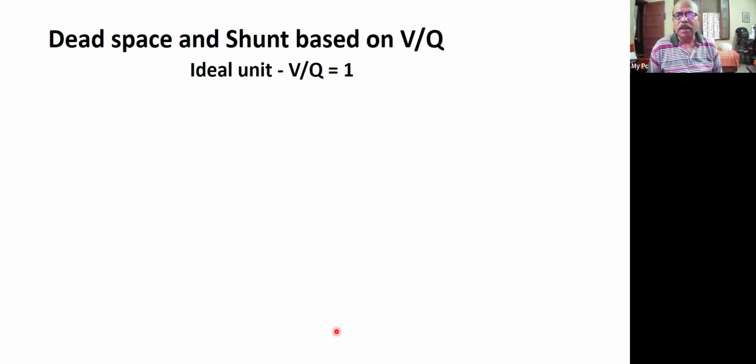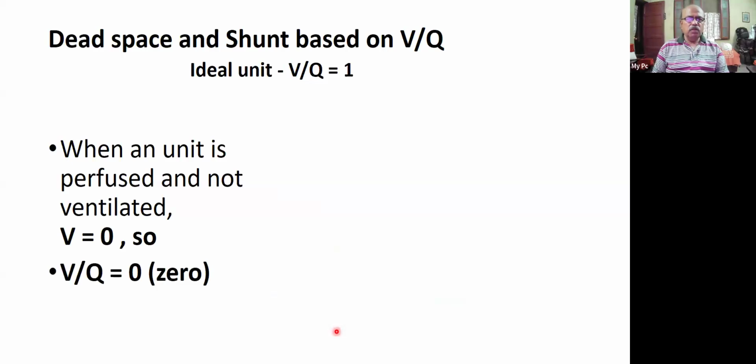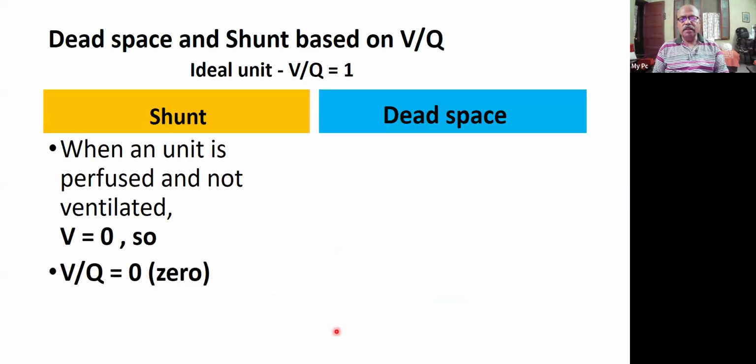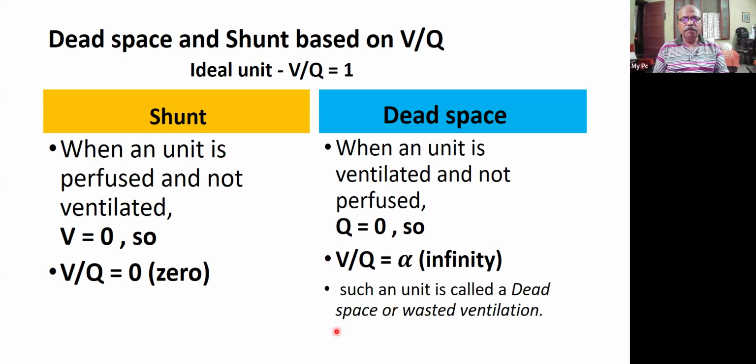So dead space and shunt are based on the V by Q ratio. When the unit is perfused and not ventilated, V is 0, so VQ is 0, that is a shunt. And when the unit is ventilated and not perfused, Q becomes 0, so the VQ ratio is infinity. And such a unit is known as the dead space or wasted ventilation alveolus.